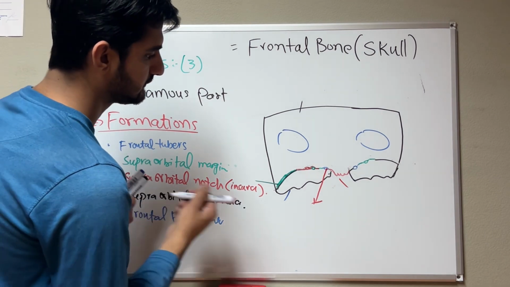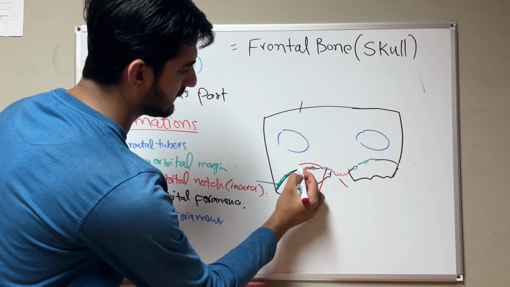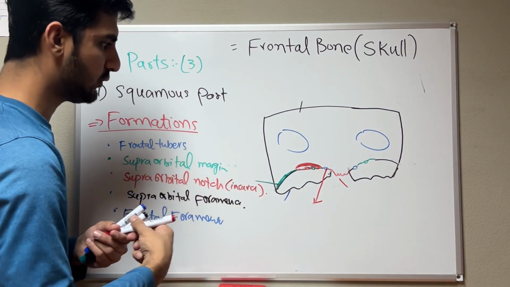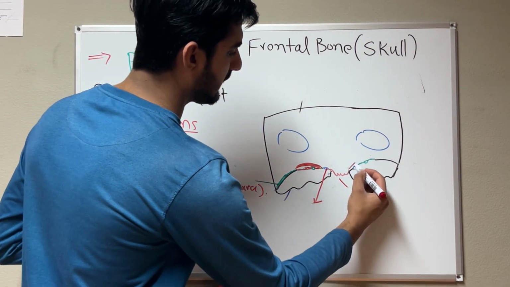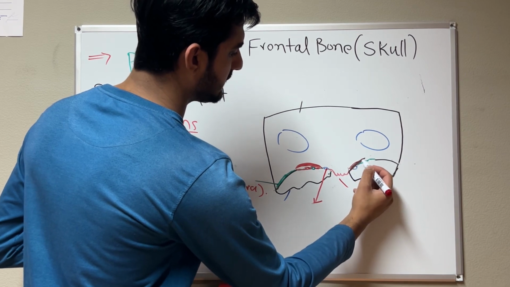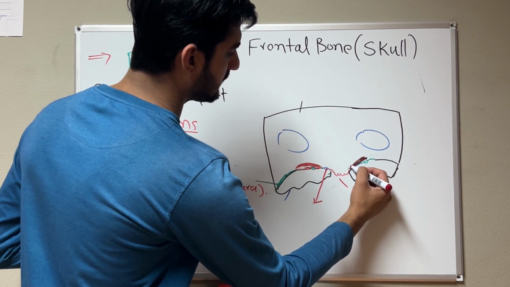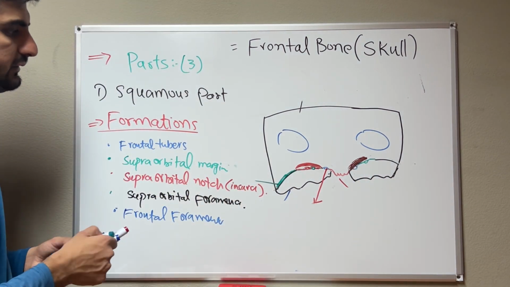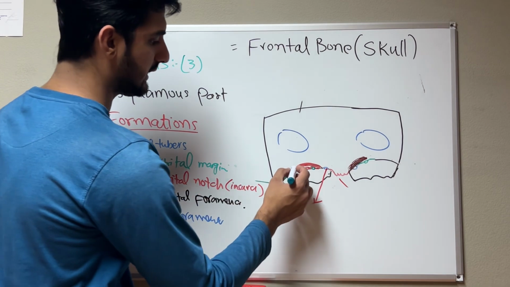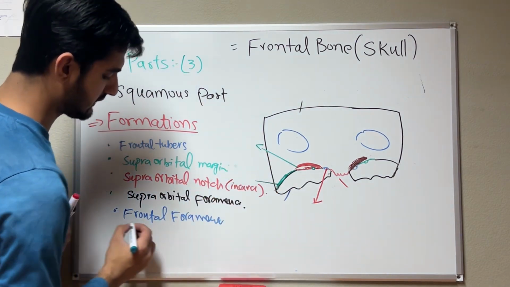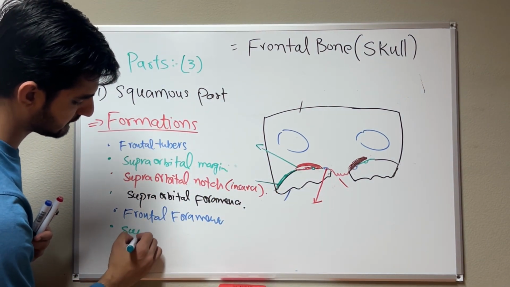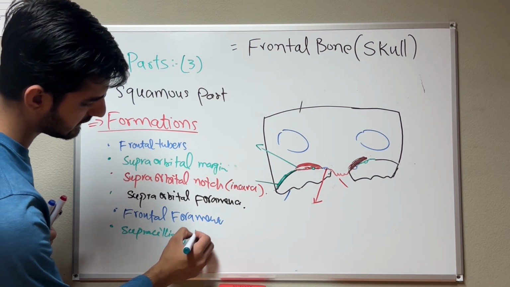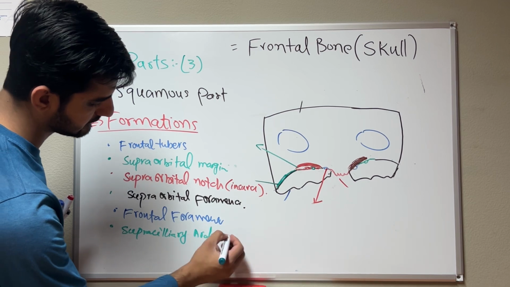Like this shape, if you see the real bone, you will also see this type of formation on the bone. It is the supraciliary arches, or arcus. We have it on both sides.